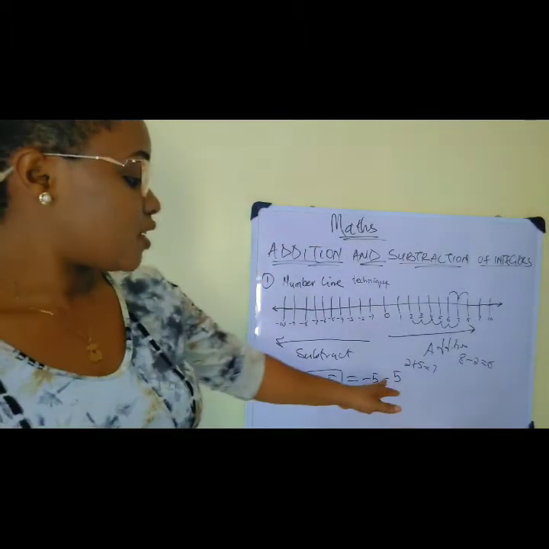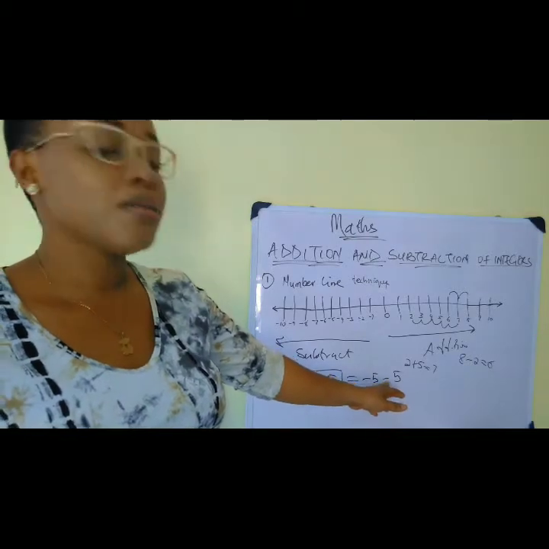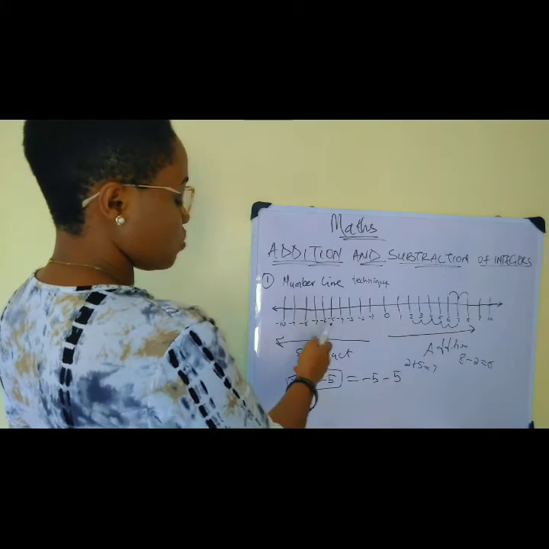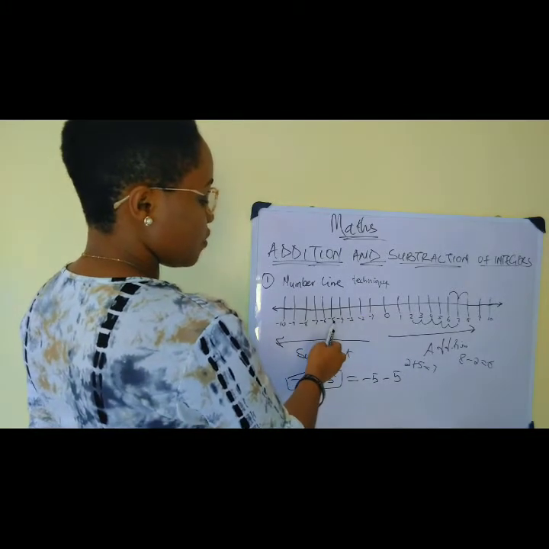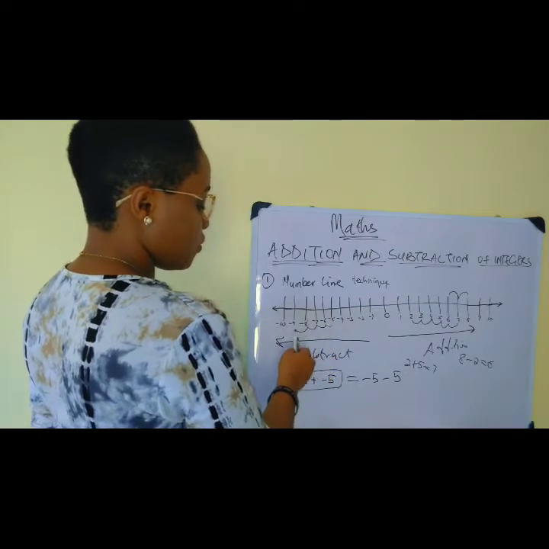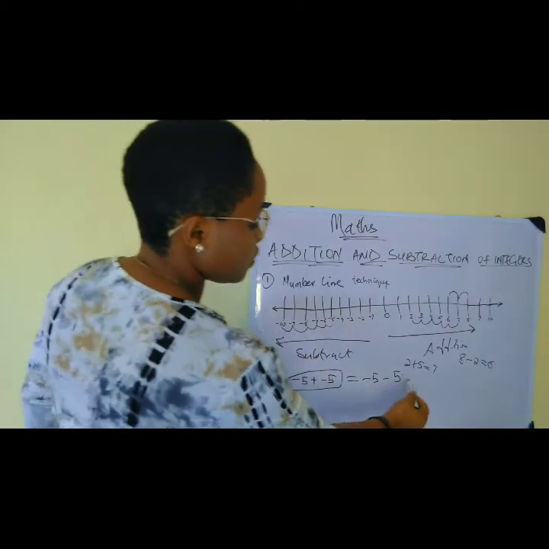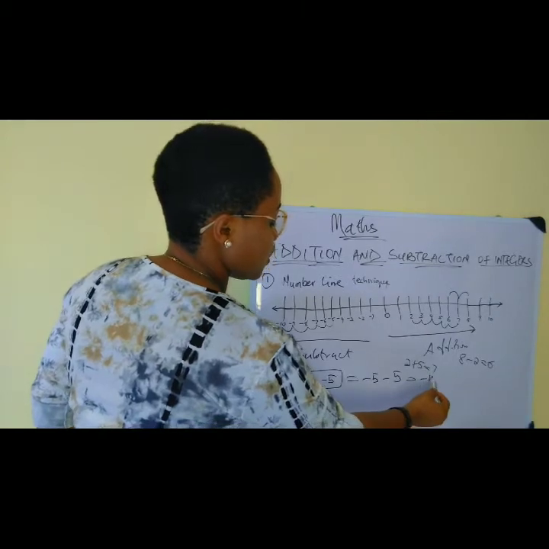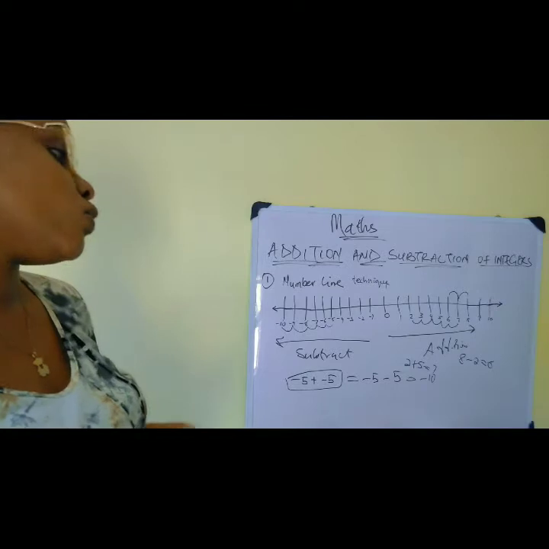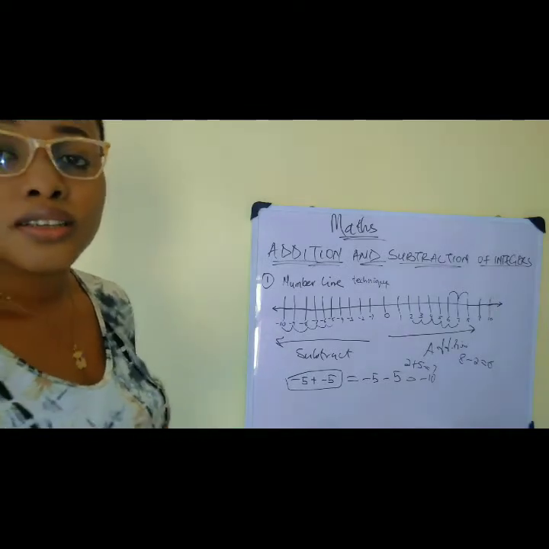So you see the action we are supposed to take here is minus. This is negative 5. I told you if you're subtracting, you go this way. So negative 5 minus 5 would be 1, 2, 3, 4, 5. Negative 5 minus 5 will give us a negative 10. So that's how you use your number line to add or subtract integers.